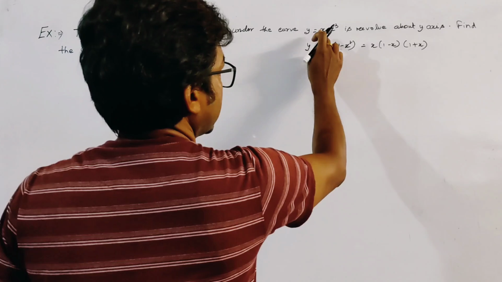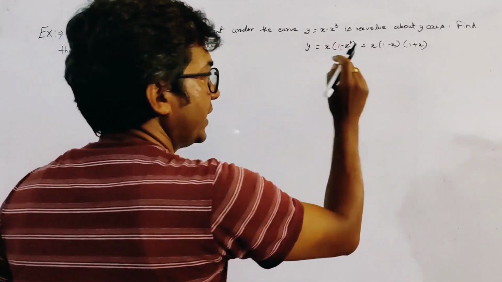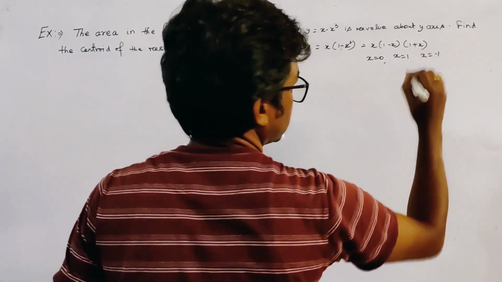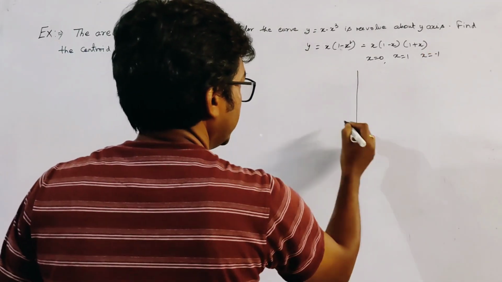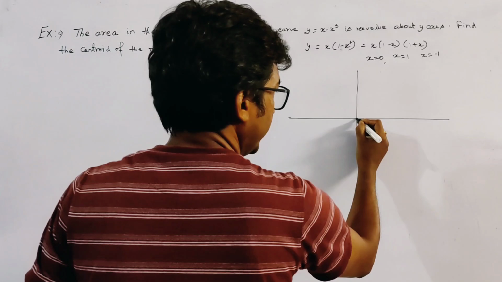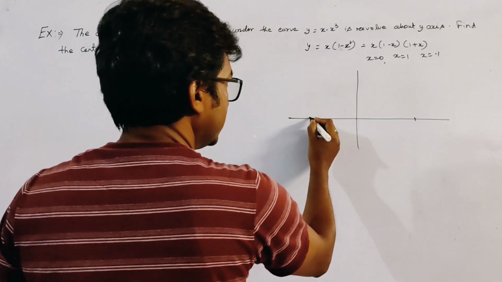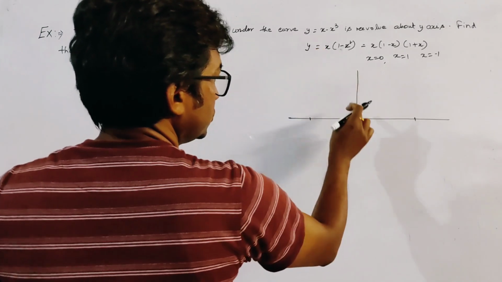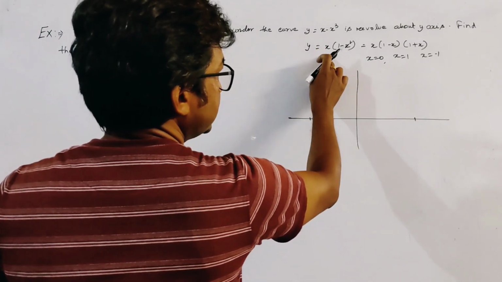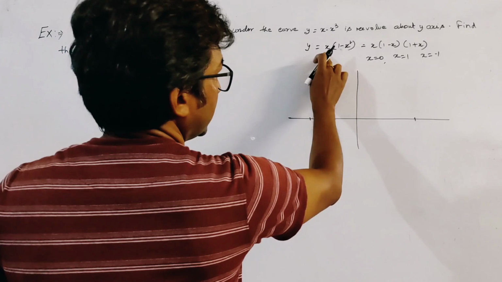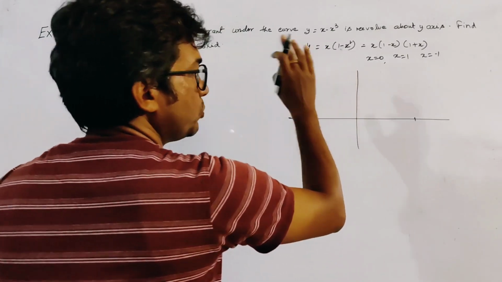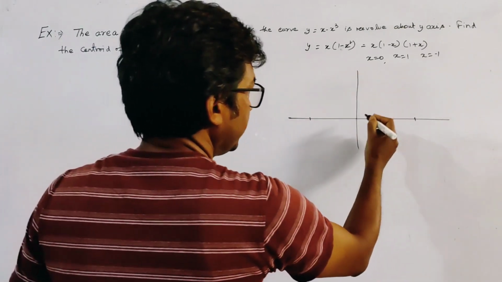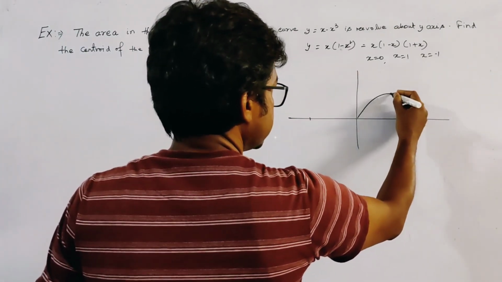Clearly, this curve meets the x-axis at x equal to 0, x equal to 1 and x equal to minus 1. We mark these three points. If we put x between 0 and 1, then the value of y is positive, so the curve in 0 to 1 looks like this.